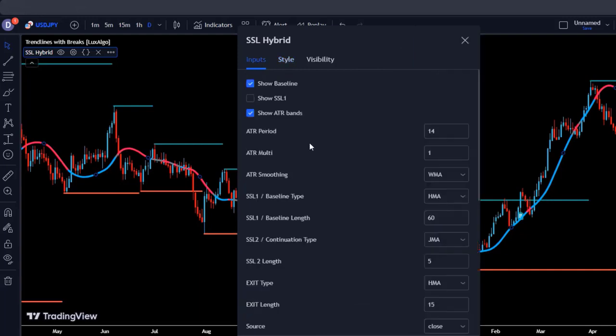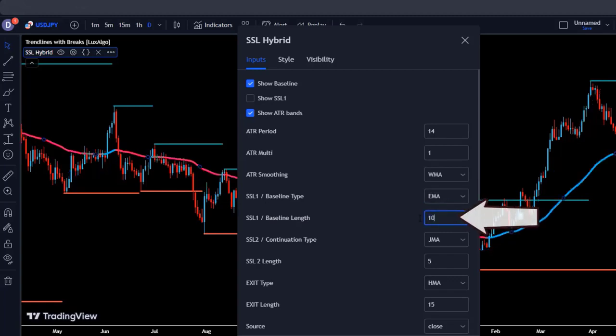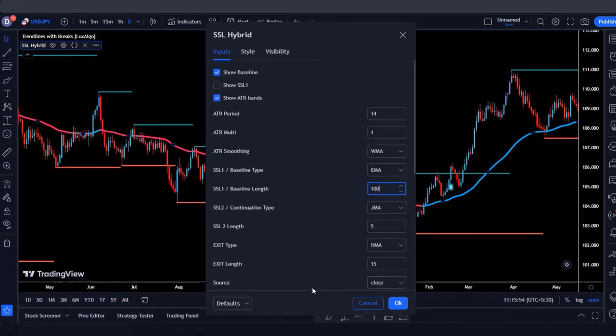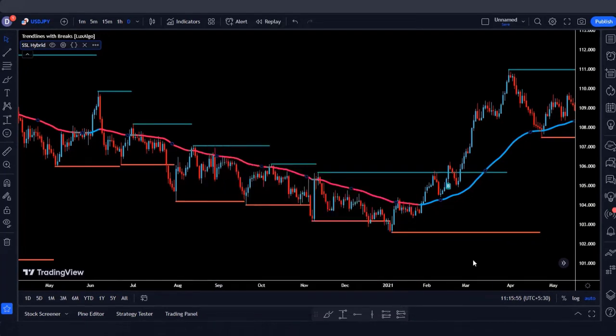Next, in the Inputs tab, set the SSL1 baseline type option to EMA, and then change the SSL1 baseline length option to 100. That's all. You can close the settings now.